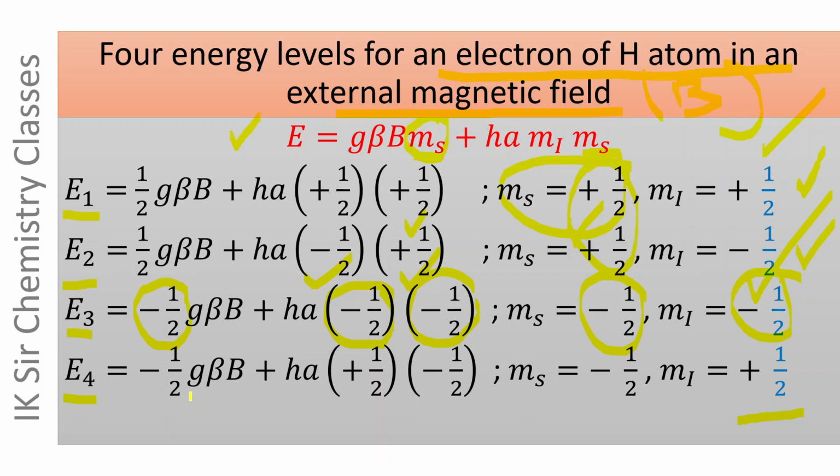ms is minus half, this one is ms, and mi is plus half. Thus, if ms of electron has value minus 1 by 2, mi can have two different values, minus half and plus half, and it is obvious that there are four energy levels, E1, E2, E3 and E4 for an electron in hydrogen atom in an external magnetic field of strength B.